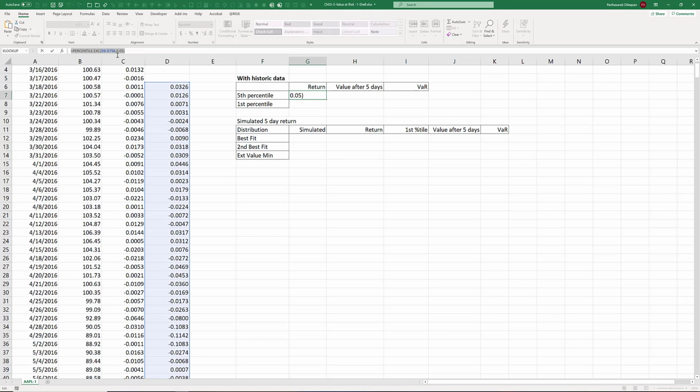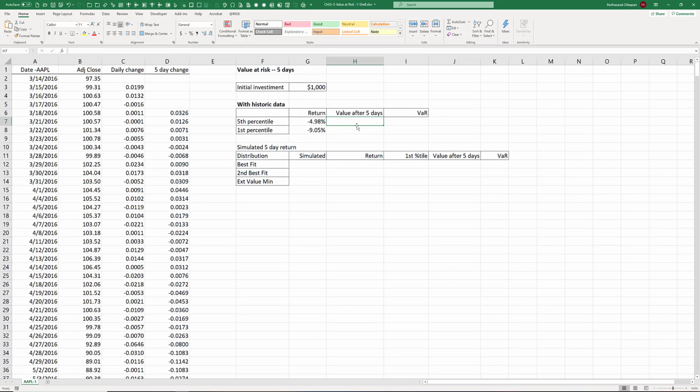So let's go into edit mode, copy that, paste it here and change the 0.05 to 0.01. So that will be the first percentile. Let's change this to percentages. The value after 5 days will be the initial investment times 1 plus the return. Now let's make G3 an absolute reference so we can copy that. All right. So the value at risk is $1,000, the initial investment, make that an absolute reference, minus what that $1,000 will be in 5 days at the first percentile. So there's a 1% chance that this will be the case.